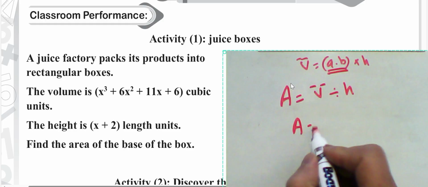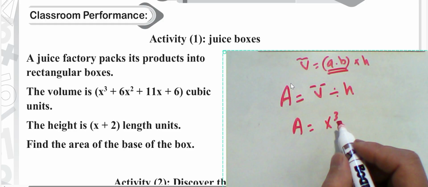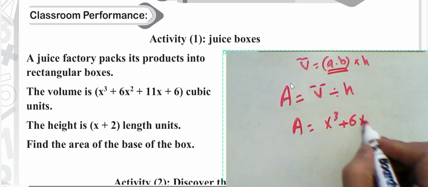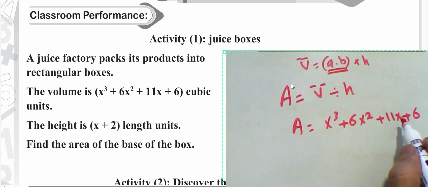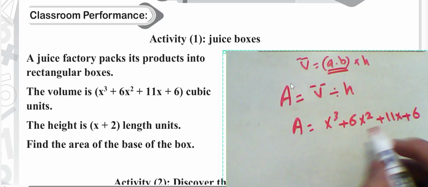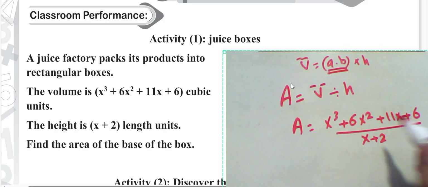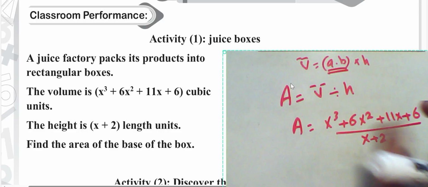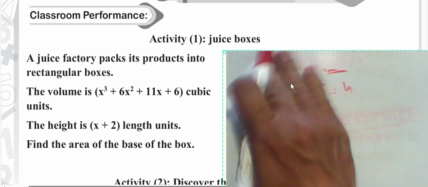We can write area equals the volume x^3 + 6x^2 + 11x + 6, all divided by x + 2. We can use long division to find the answer. Divide this by x + 2. Okay, look at the steps to find the answer here.